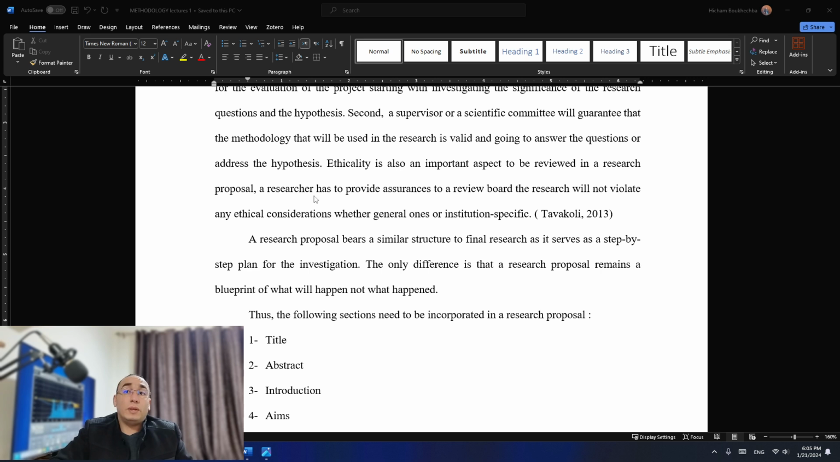A researcher has to provide assurances to a review board that the research will not violate any ethical consideration, whether general ones or institution-specific ones. This is very important.